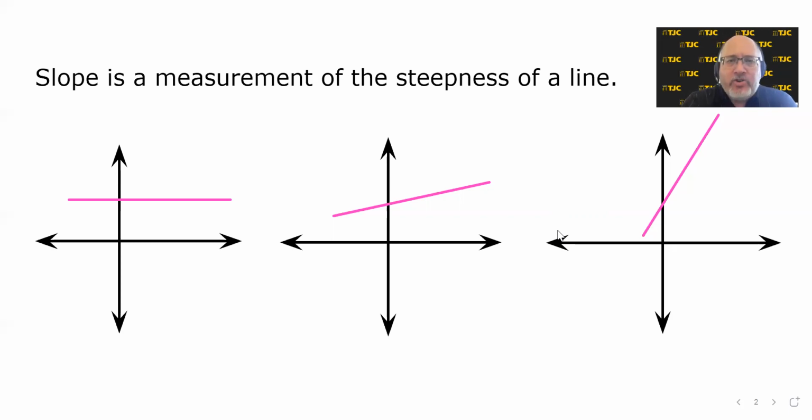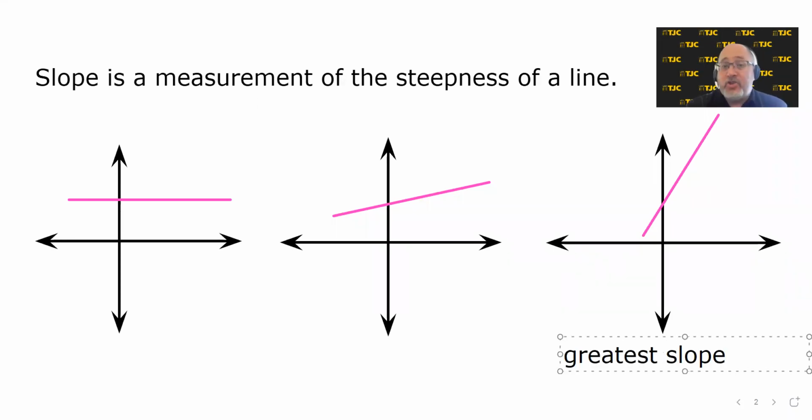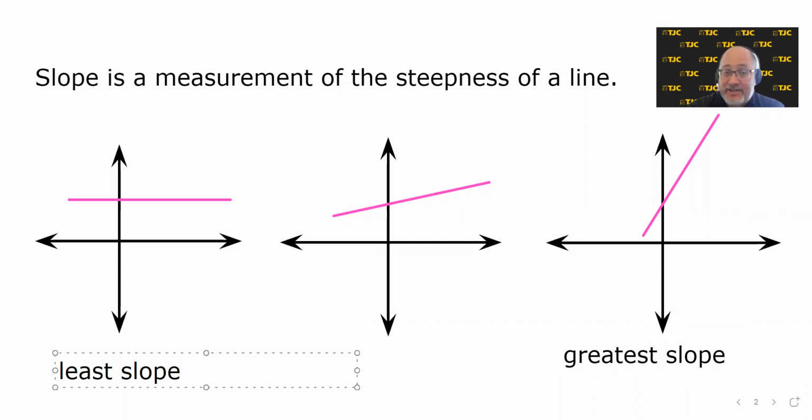Well, if we're measuring how steep a line is, it would make sense that the steeper the line, the greater the slope. So the one on the right would actually have the greatest slope. This one has the greatest slope of these three. Now, which one do you think would have the least slope, meaning the number that describes how steep a line is? Well, which of these lines is least steep? Well, that would be the horizontal line on the left. This one would have the least slope. And again, among these lines, of course, the one in the middle would have somewhere in between.